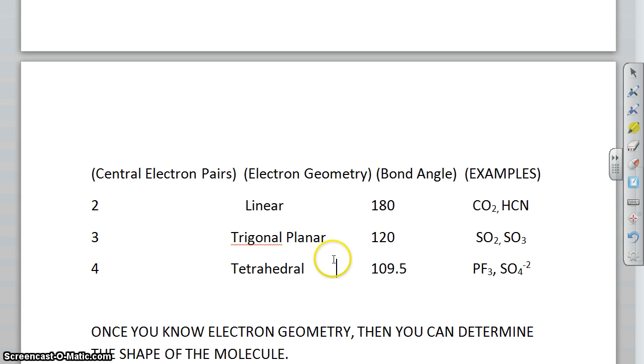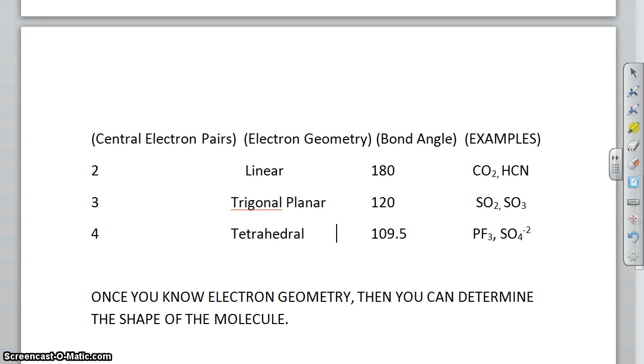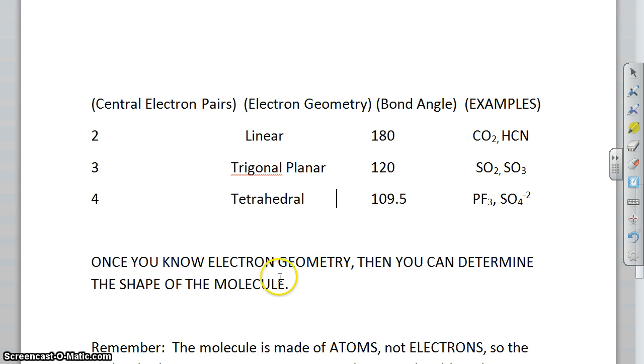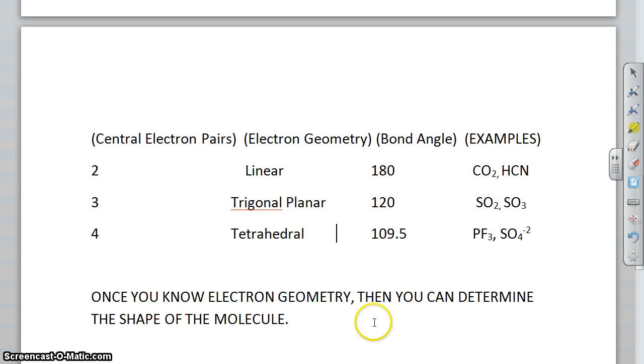But we've only looked at pairs. No matter what example you're doing, if you count pairs, let's go back. No, let's not go back. We'll do that later. So once you know the electron geometry, you can then determine the shape of the molecule, which is really what we're interested in. So this part is the tricksy part.